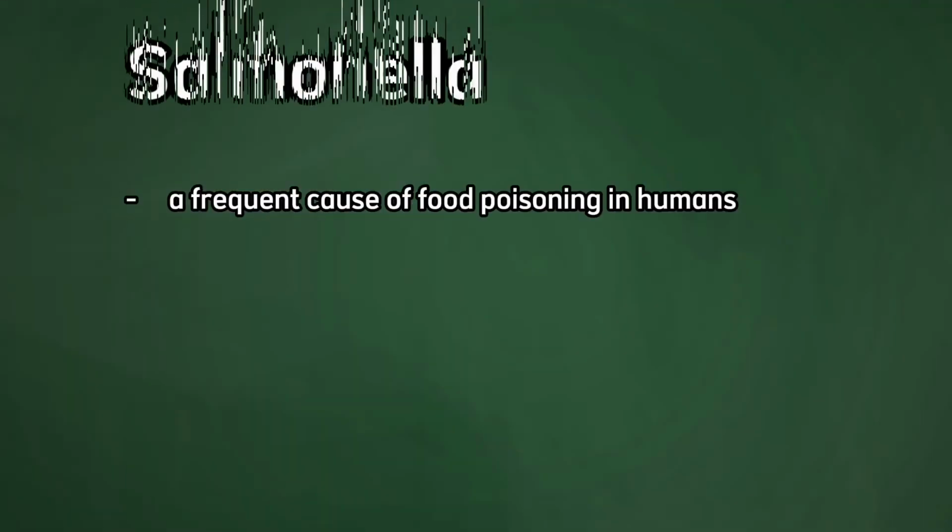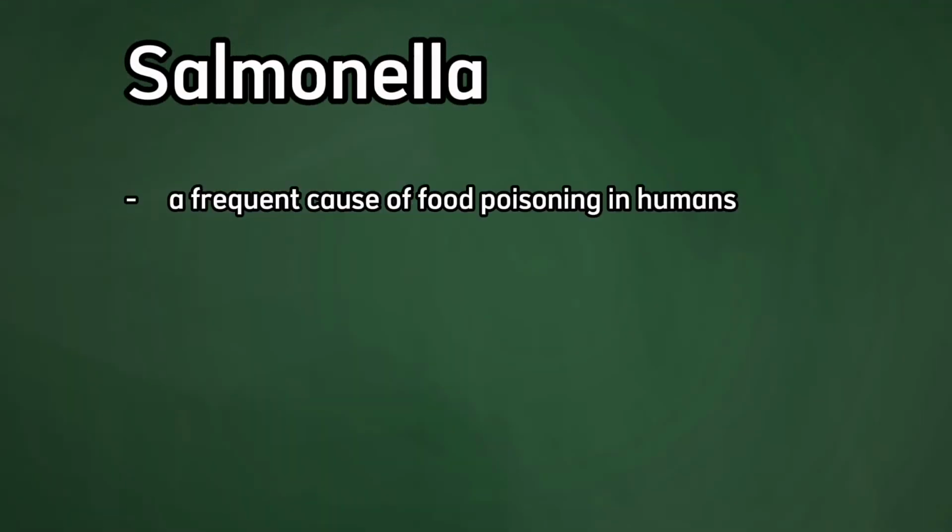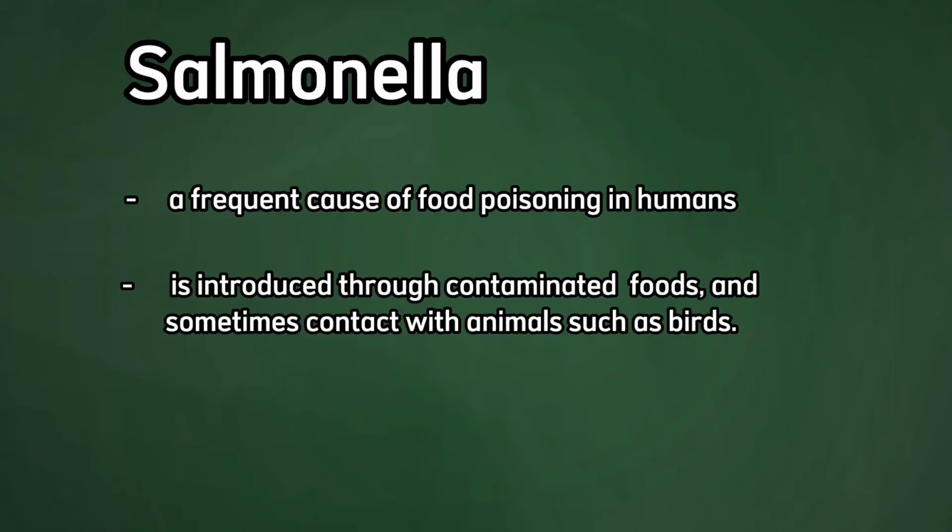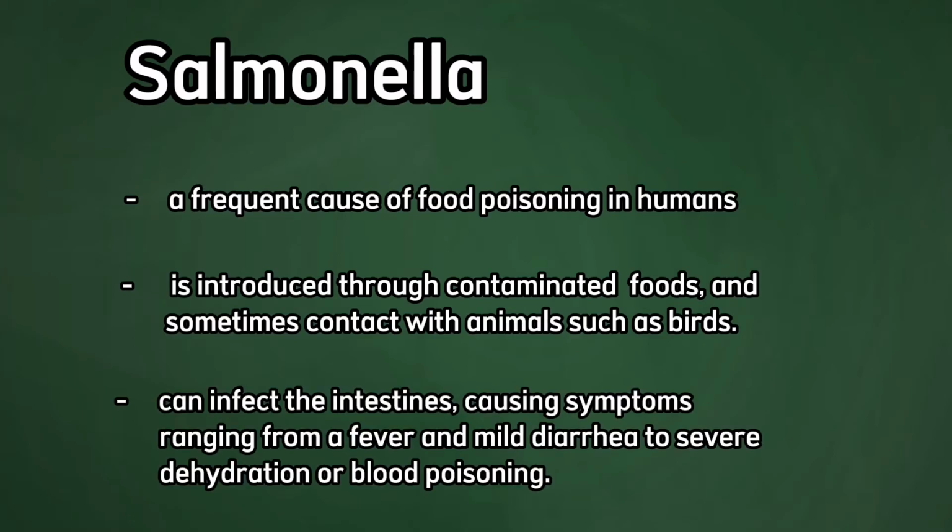An example of mesophiles is Salmonella. It is a frequent cause of food poisoning in humans. Salmonella is introduced through contaminated foods and sometimes contact with animals such as birds. It can infect the intestines, causing symptoms ranging from a fever and mild diarrhea to severe dehydration or blood poisoning.